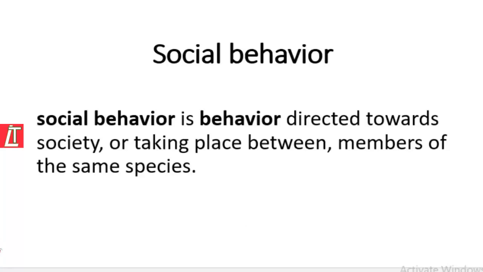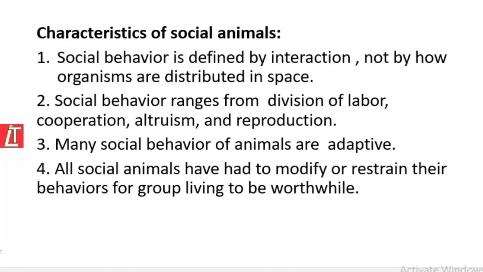Social behavior. Social behavior is behavior directed towards society or taking place between members of the same species. Characteristics of social animals. Social behavior is defined by interaction, not by how organisms are distributed in space. Social behavior ranges from division of labor, cooperation, altruism, and reproduction. Many social behaviors of animals are adaptive. All social animals have had to modify or restrain their behaviors for group living to be worthwhile.